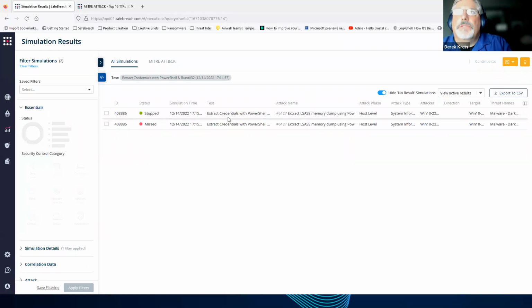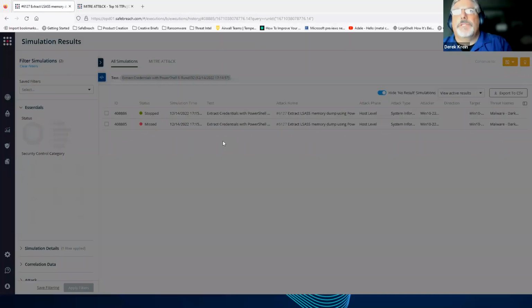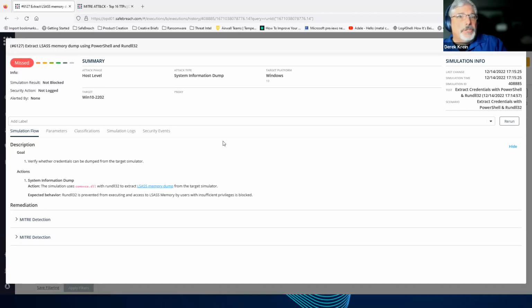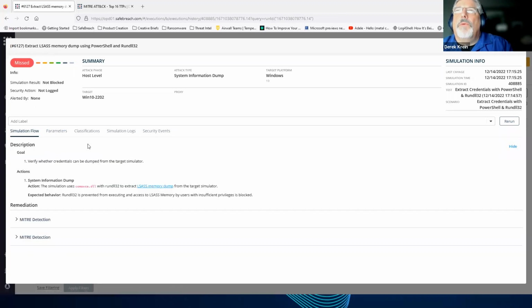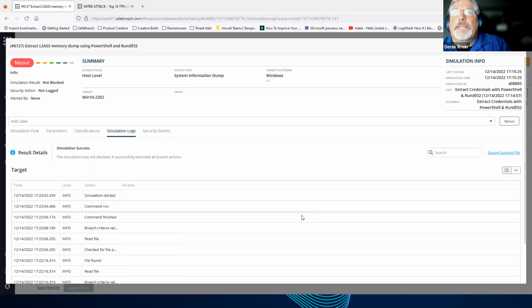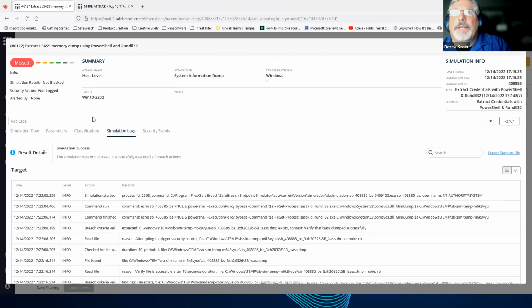So jumping into the results, we'll go with the missed one first. They're both the same, but one runs as a system user and one runs as a standard user. This is the standard user that was run. Oh, this is the system user that was run. No, standard. And what we're looking for in the attack flow is insufficient privileges. The LSASS memory dump is blocked. And we can look at the system logs and see how that went. The same thing happens for the one that was stopped.